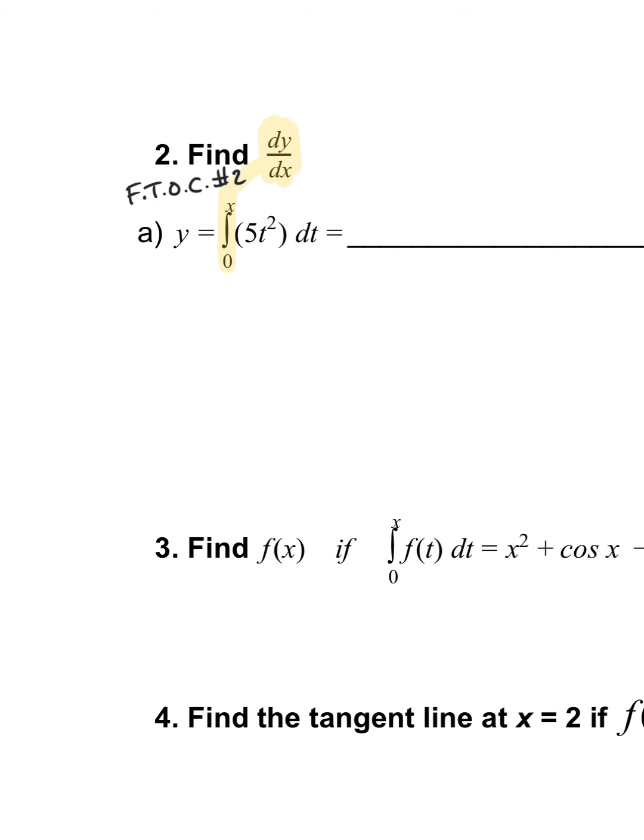All right, so first step, we plug that upper limit in for t, and we get 5x squared. We multiply everything by the derivative of that. That is just times 1. So our answer is 5x squared. There we go.